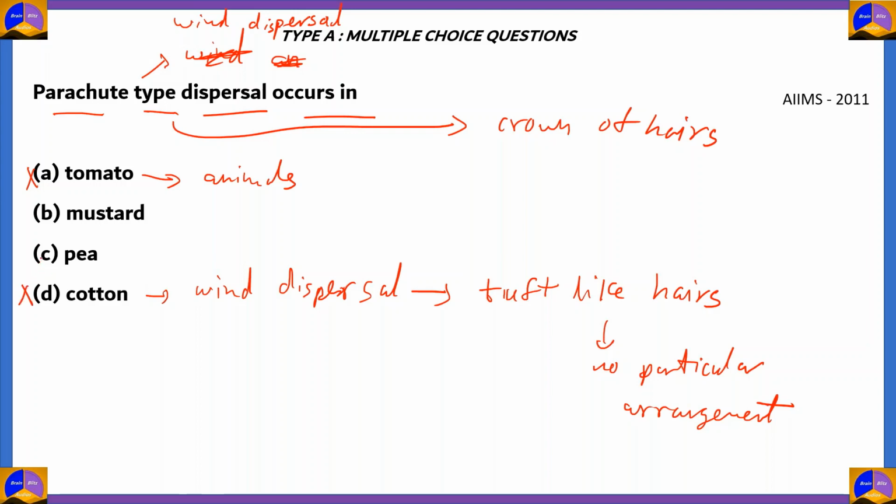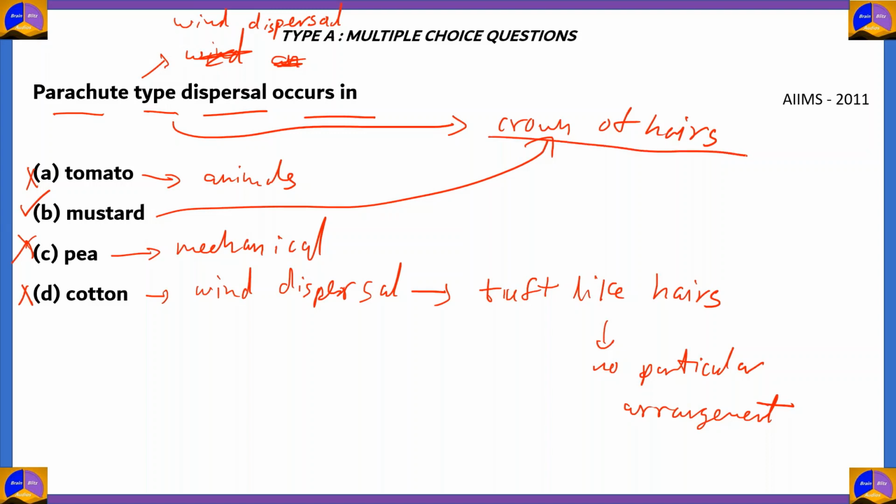What about option C? Peas. Now peas, the package just blasts out and sends the seeds everywhere. So it's basically mechanical dispersal. So option C is incorrect because mechanical does not equal wind dispersal. The right answer is option B, mustard, which contains the crown of hairs necessary for the parachute type dispersal, which is a part of wind dispersal.